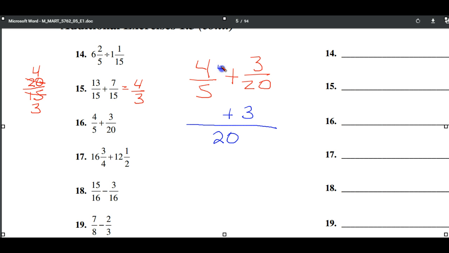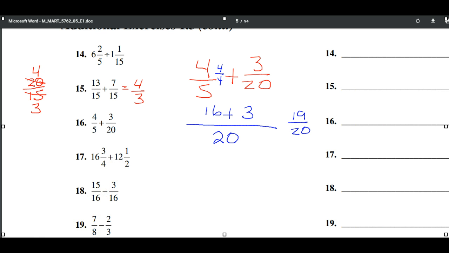And the answer is 4 over 4. So 4 times 5 is 20. 4 times 4 is 16. So now we add our numerator, because it's over a common denominator, 19/20.